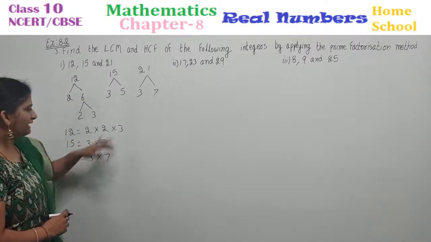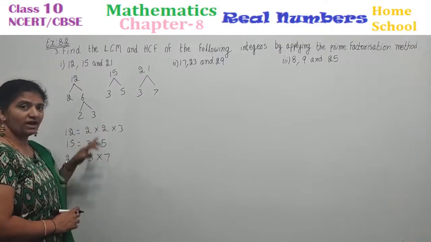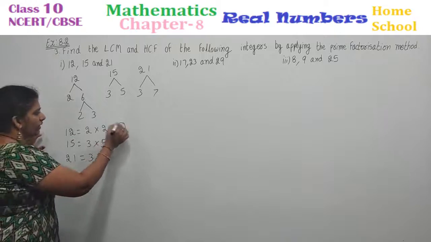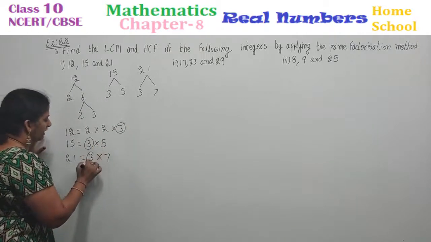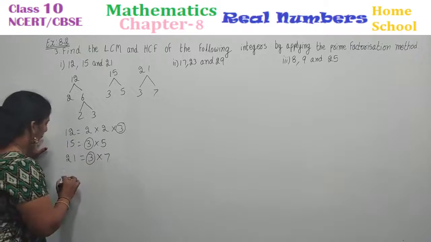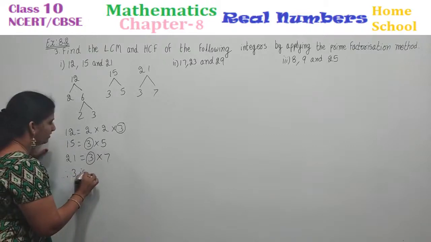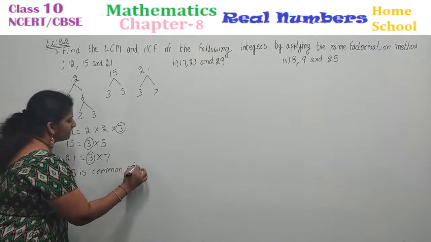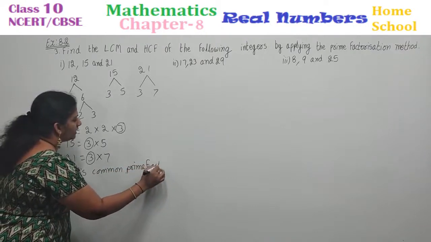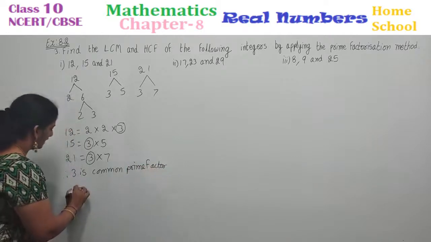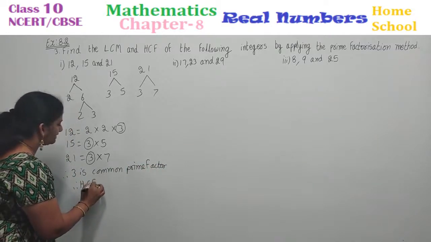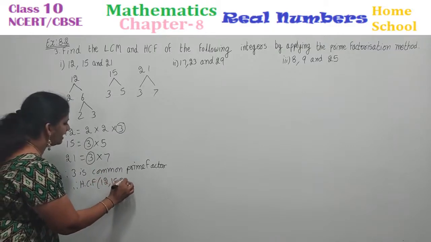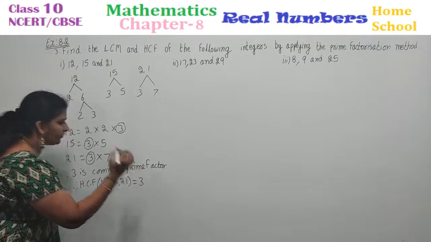So now in these 3, which prime factor is common? Which is the common factor, children? Here you have 3. Here you have 3. Here also you have 3. Therefore, 3 is the common prime factor in all the given 3 numbers. Therefore, what can you say? HCF of 12, 15 and 21 is equal to 3.